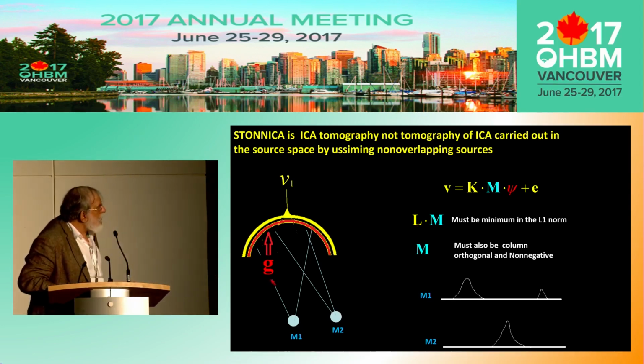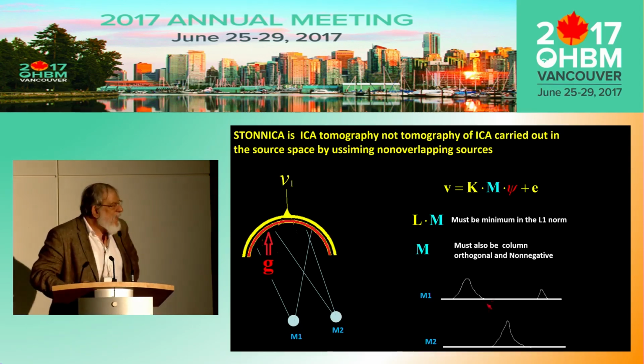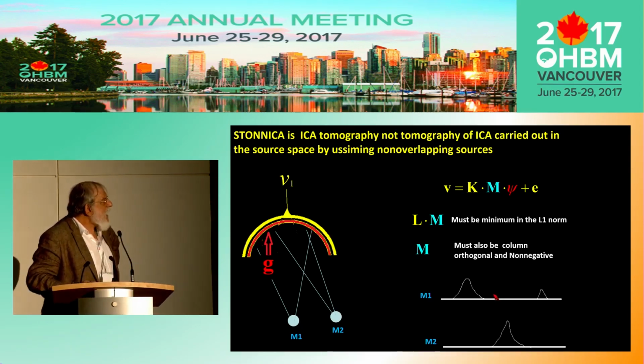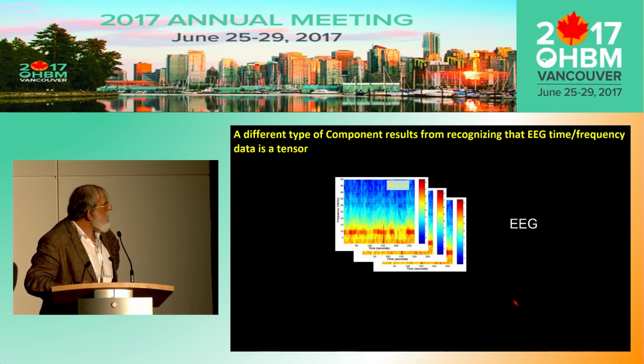So what we're proposing is to do an independent component analysis on the sources, and the way we do that is by requiring that the sources be spatially independent. Mathematically, you can do that by saying that the spatial distribution of the sources has to be non-negative and orthogonal. And here we tie in with all that literature on non-negative matrix factorization. And essentially, what it does is that the alpha rhythm is decomposed into several different components.